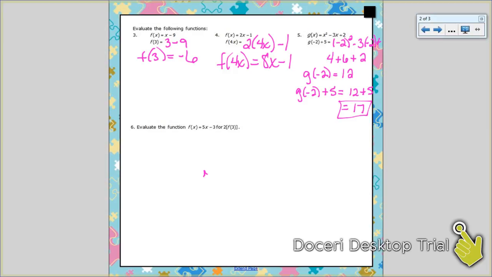Number 6 looks a little different because it says evaluate the function f of x equals 5x minus 3. That's all good, but then they give you this weird notation. It says 2 and then brackets and then f of 3. Whenever you see something like this, we're going to work from the inside out.